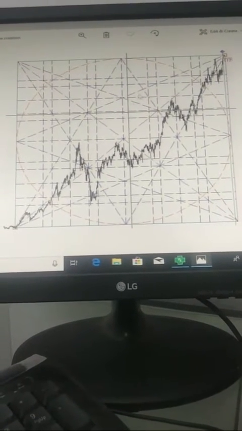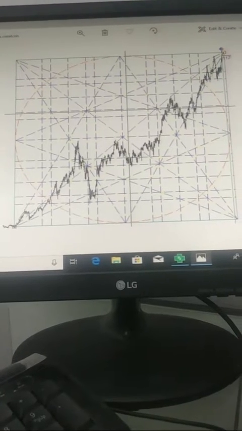And this one is quite good according to me.